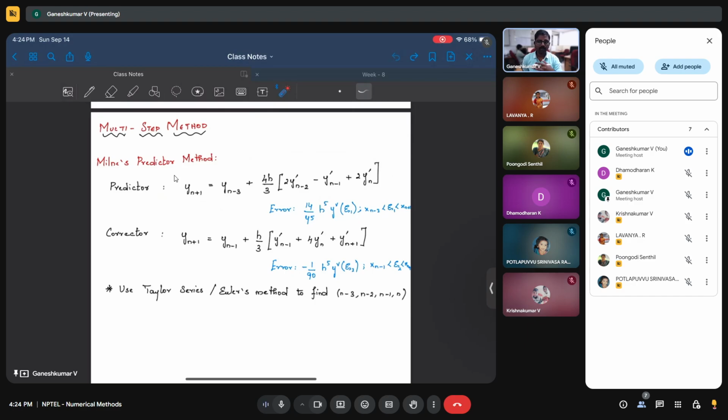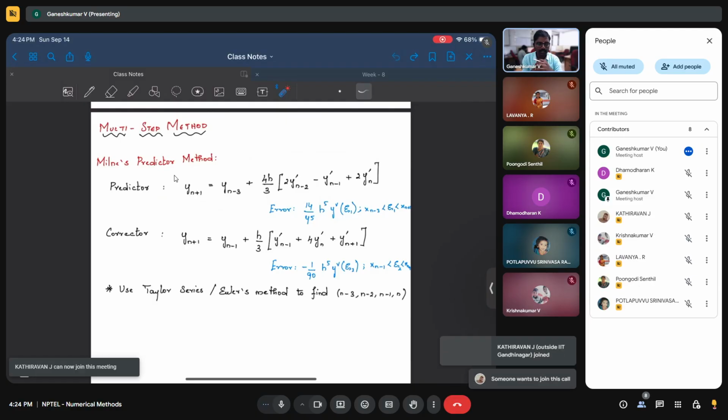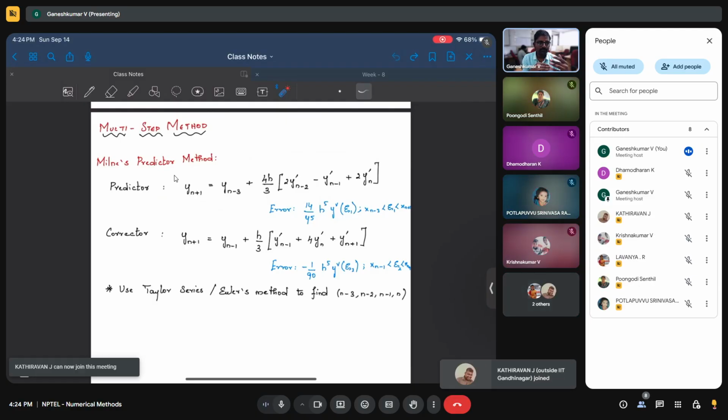Okay, so these methods have a starting problem, which means you have to use some other method to find the first three steps. That could be either the Taylor series method or Euler's method. You can use it to find the first three steps' values, and later, from the fourth step, you can use Milne's predictor corrector method.